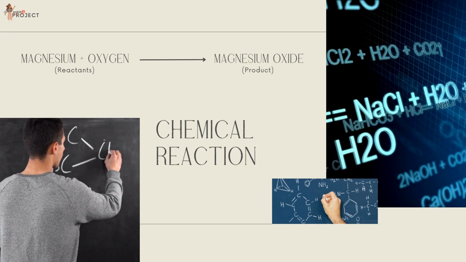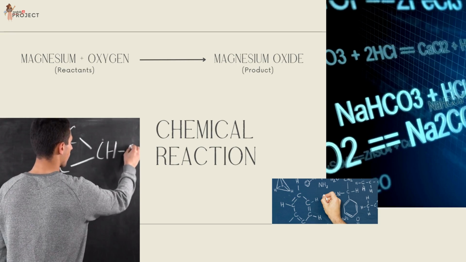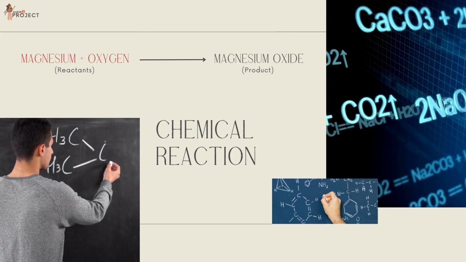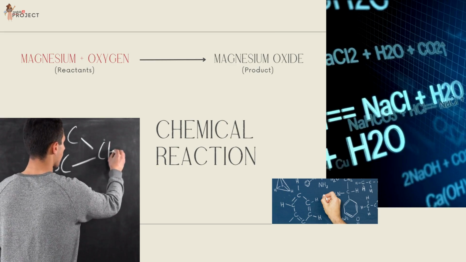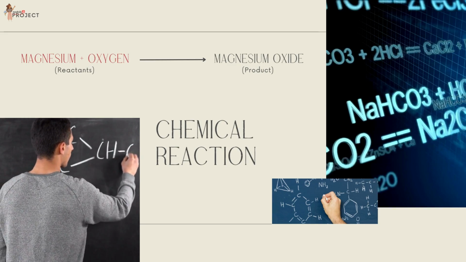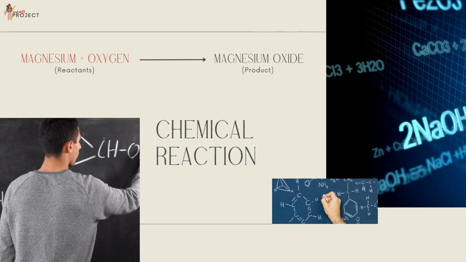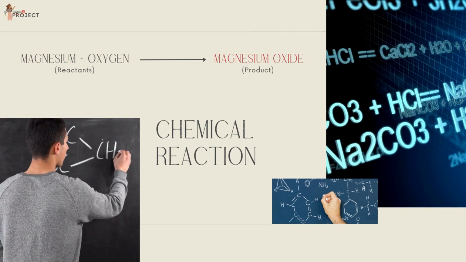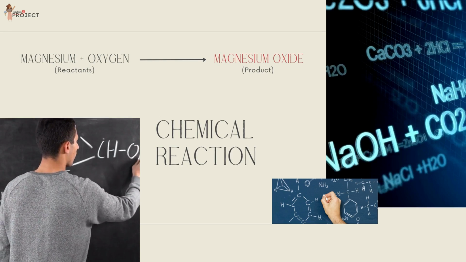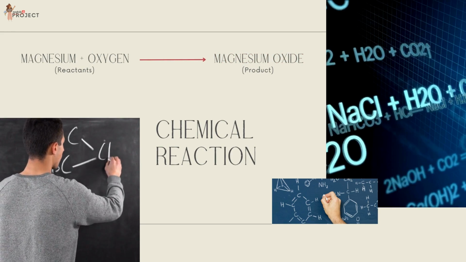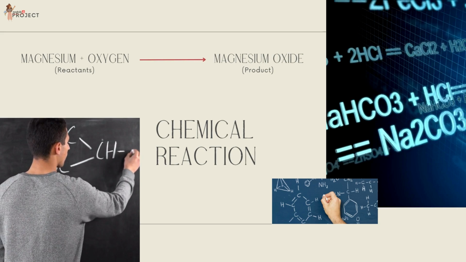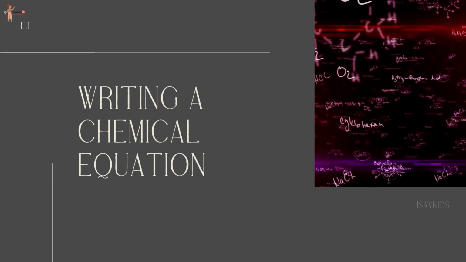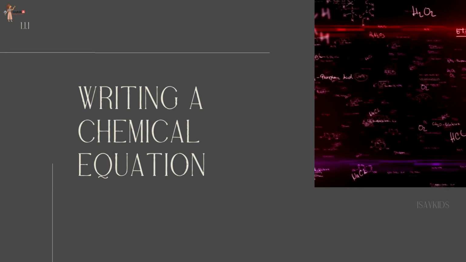A word equation shows the change of reactants to products through an arrow placed between them. The reactants are written on the left hand side with a plus sign between them. Similarly, products are written on the right hand side with a plus sign between them. The arrowhead points towards the products and shows the direction of the reaction. Let's see how to write a chemical equation.